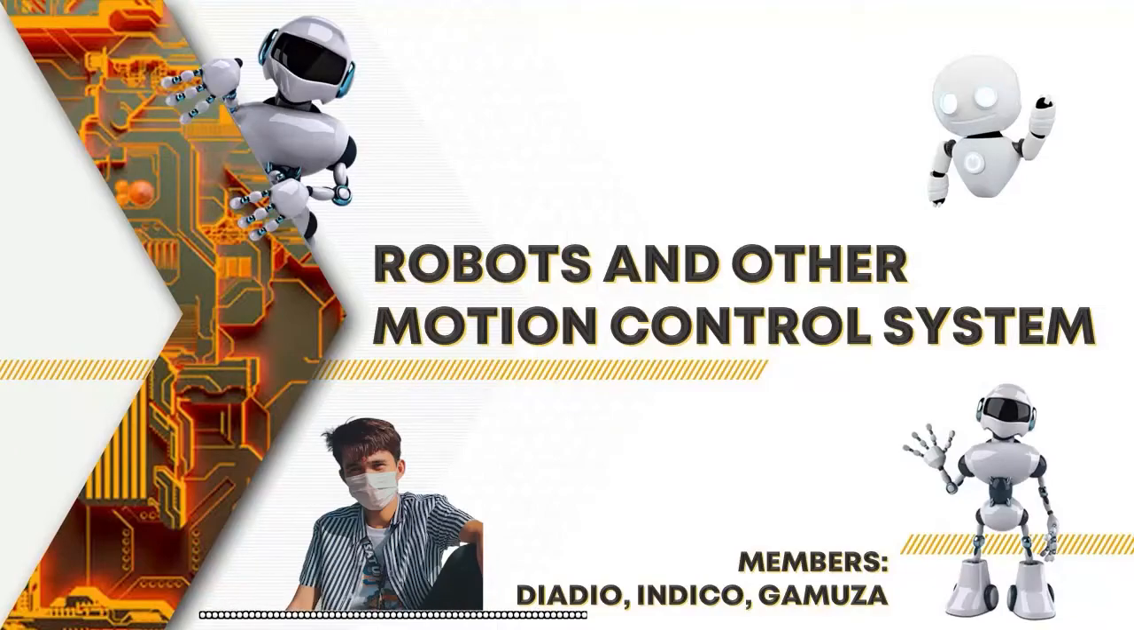To begin with, our lesson for today is entitled Robots and Other Motion Control Systems. I know that most of us are familiar with robots, especially since we are fond of watching Transformers and Power Rangers. But for today, let us dig deeper and discover the most interesting facts about robots, starting from its origin, how it was coined, and how it evolved. Aside from that, we will also talk about its types, uses, and motion control system. Exciting, right? So let us start.